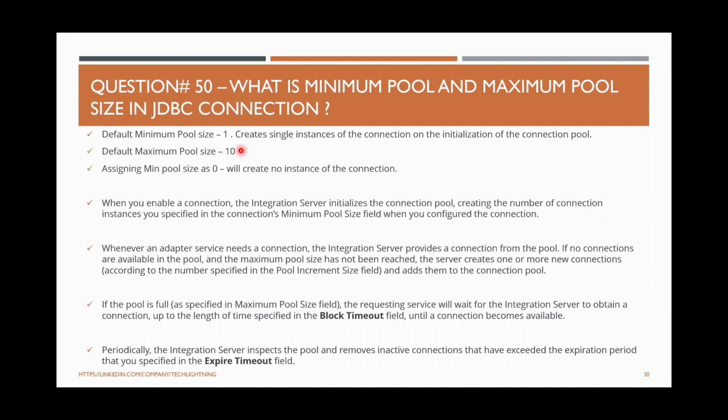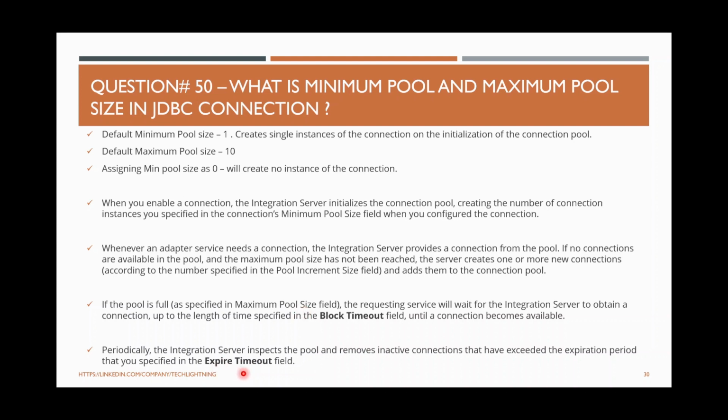Once it has reached 10, if the 11th request comes at the same time, it will wait for some time. That timeout value we can set in the block timeout. For example, if I set 5 seconds, it will wait for 5 seconds. Meanwhile, if a connection becomes free, it will use that connection.